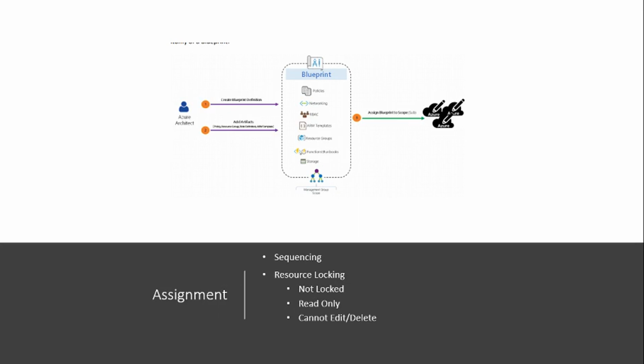Some blueprint artifacts create resources during assignment. These resources can have the following states. Not locked: can be changed, can be deleted. Read only: can't be changed, can't be deleted, cannot edit or delete. Do not delete: create, update, delete within the group. The resource group artifact that becomes a resource group gets the state of cannot edit or delete automatically, but you can create, update, and delete resources within it.